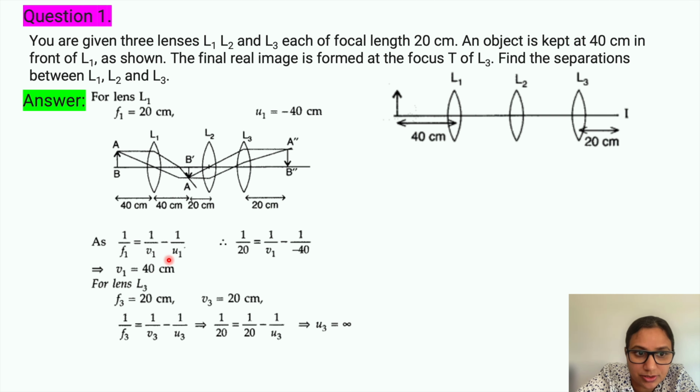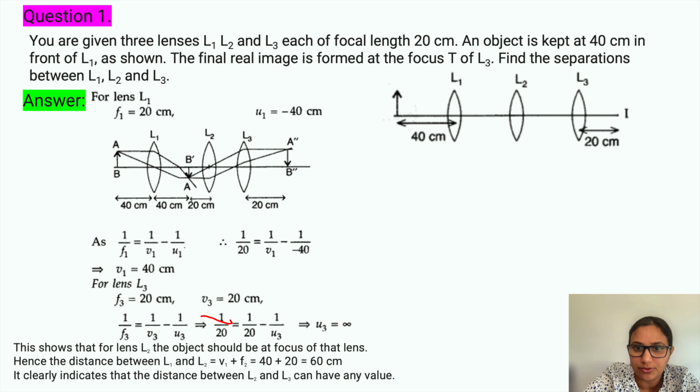Next for lens L3, we know the focal length f3 is 20 centimeter and v3 is 20 centimeter. So using the formula, you can calculate the object distance of L3, which gives you what? Infinity. The image by L3 is formed at the focus, so the object should lie at infinity for L3. So L2 will form the image at infinity.